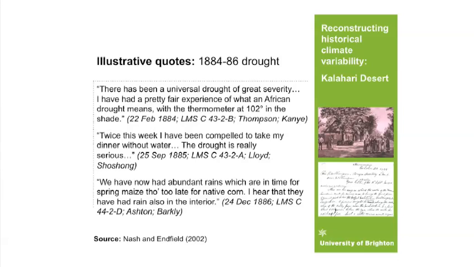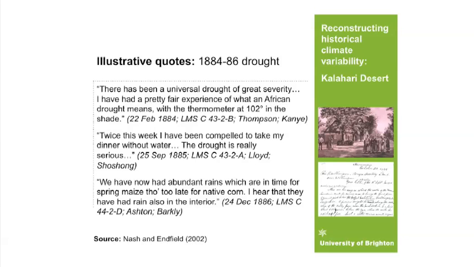Now, to give a feel for what sort of things people were saying about this, and this is often some of the more interesting stuff, what people were saying about these regions, just a couple of quotes here. This is Reverend Thompson in a town called Kanye, from a drought in 1884 to 1886. "There's been a universal drought of great severity. I've had a pretty fair experience of what an African drought means, with the thermometer at 102 degrees in the shade." Reverend Lloyd in the middle there: "Twice this week I've been compelled to take my dinner without water. The drought is really serious." Quite what the villagers he was working with were going through, I don't know, but obviously for the missionaries here, this was pretty tough stuff.